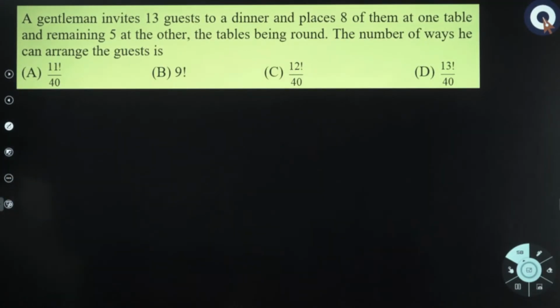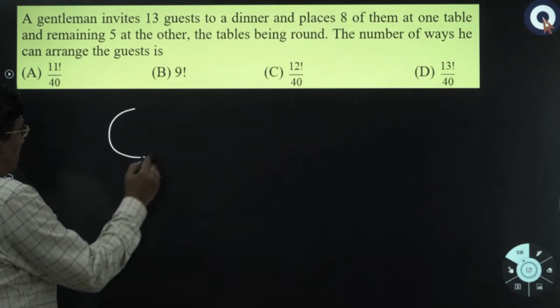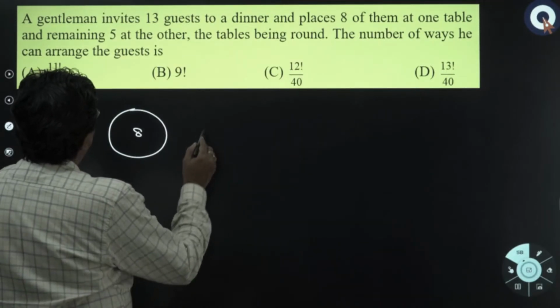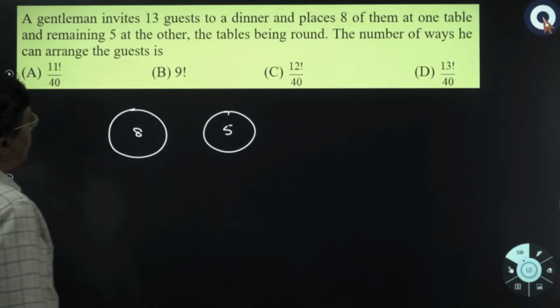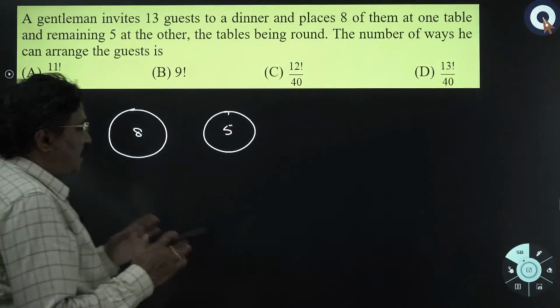Okay. The number of ways he can arrange the guests. So there are 13 guests and he wants to place 8 around one table and the remaining 5 around another table. Both the tables being round, circular. The number of ways he can arrange the guests. So first thing is, we have 13 people.